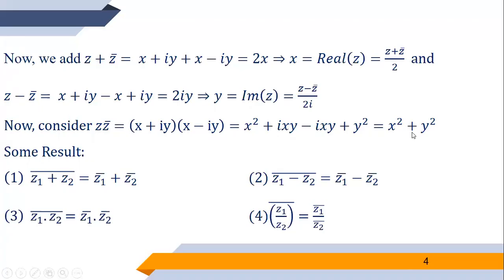Now some results are there. First result, the conjugate of z1 plus z2: we write z1 bar plus z2 bar. For z1 minus z2, we write z1 bar minus z2 bar. The conjugate of z1 into z2 is nothing but z1 bar into z2 bar, and the conjugate of z1 upon z2 is nothing but z1 bar upon z2 bar. So this is the result related to the complex number and the conjugate of the complex number.